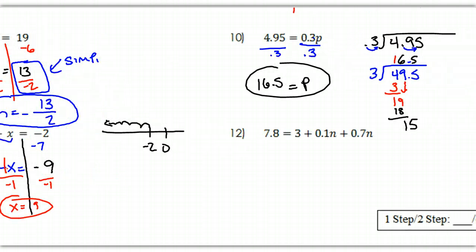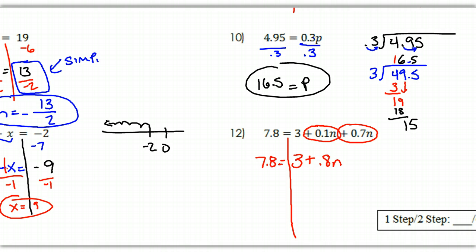In number 12, we have some decimals. We have to combine some like terms here. So on the right-hand side of this equation, we see that we have to add up 0.1n and 0.7n. 0.1n plus 0.7n is 0.8n. We have that 3 still, and 7.8.